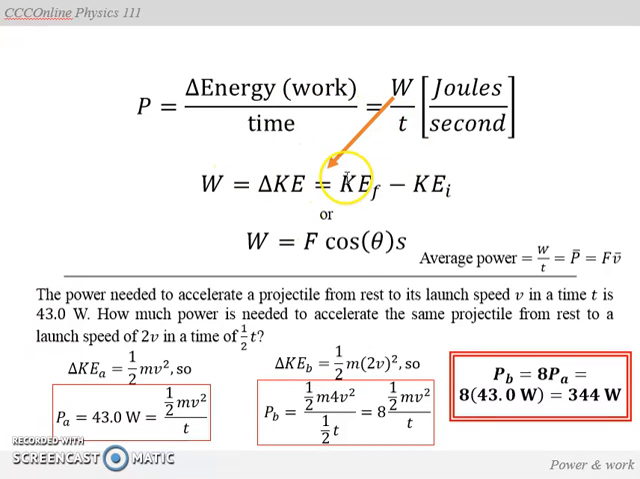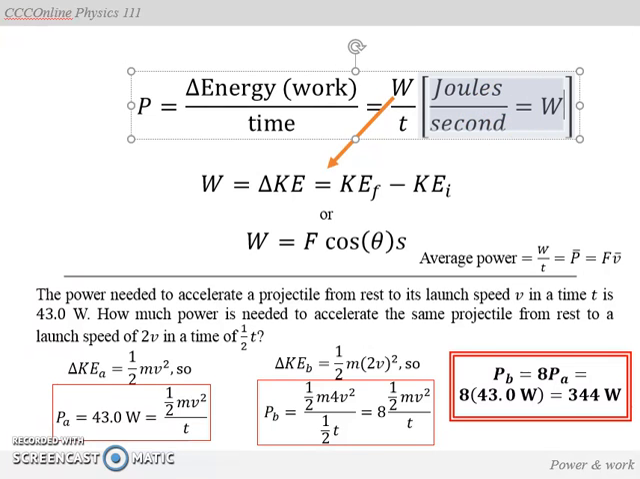Very basically, these are the equations that are in the chapter. We have power, which is related to work by this equation, or rather, I should say energy. So we have a change of energy, which we talk about as work, divided by the amount of time that it takes to perform that energy. And that's where this W over T equation comes in. This is in joules per second, which becomes watts. I should actually put that in there.